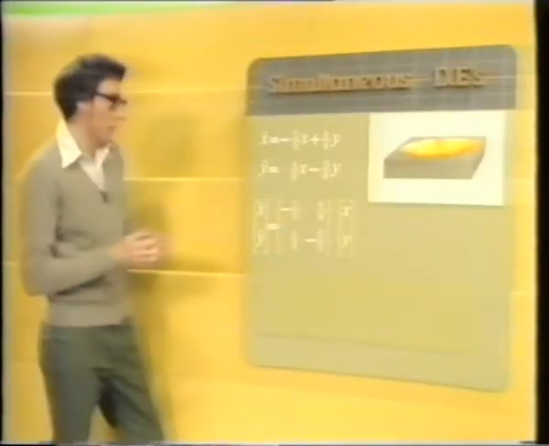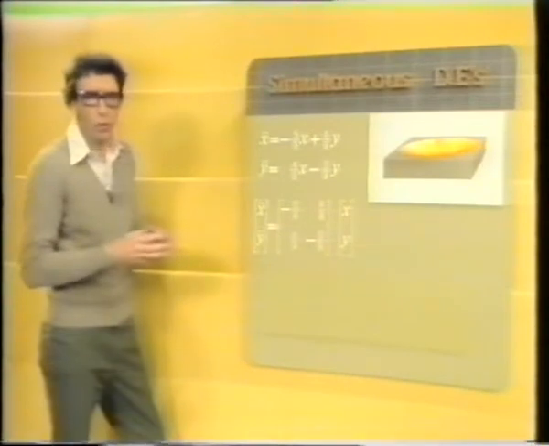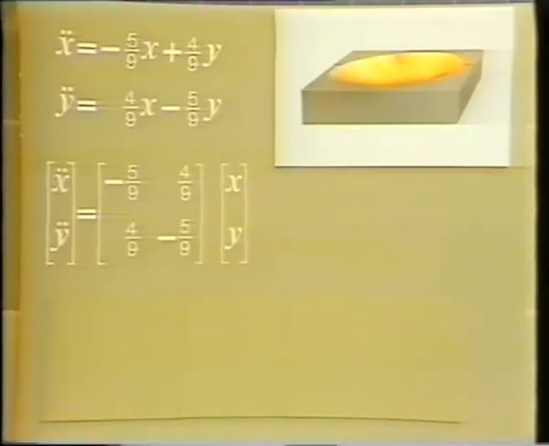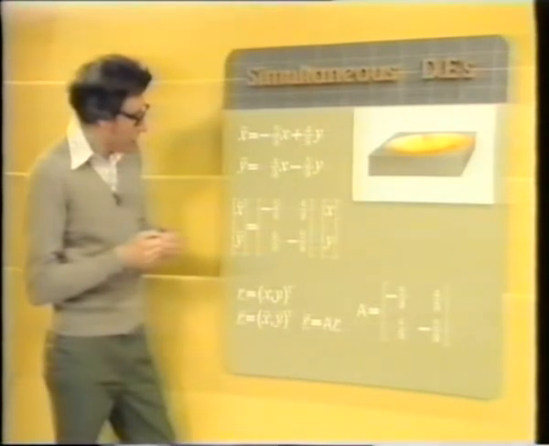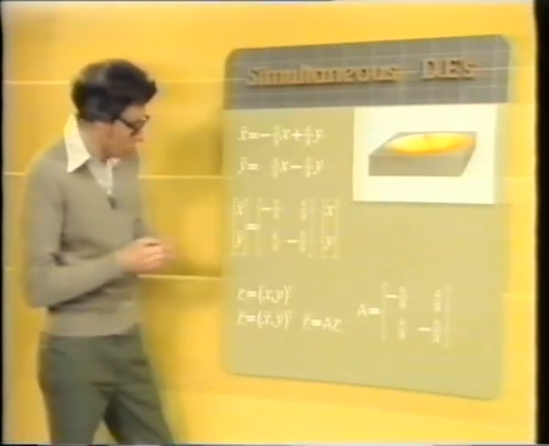Well, that's one way of writing them in matrix form. I could also write them just like this. Now, I've denoted by capital A the matrix. And I've used vector r to denote the vector x, y. The transpose is just there to note that we mean a column matrix, x, y. And I've used r double dot to denote the vector x double dot, y double dot.